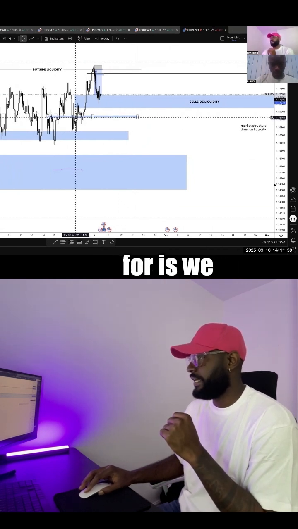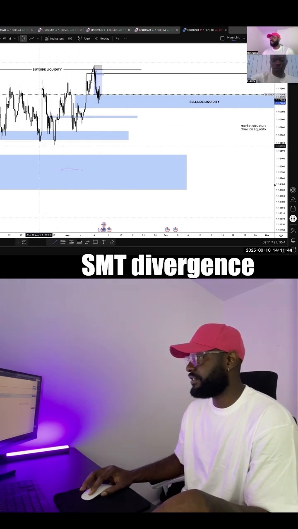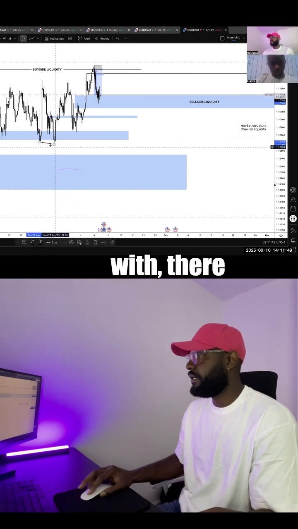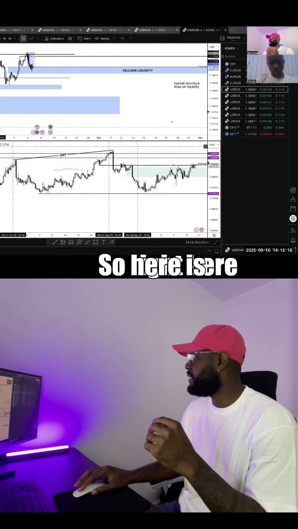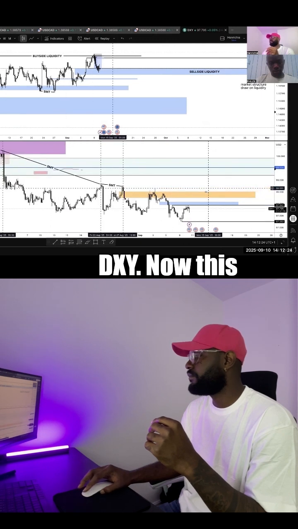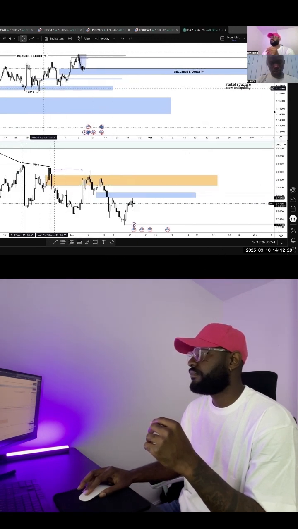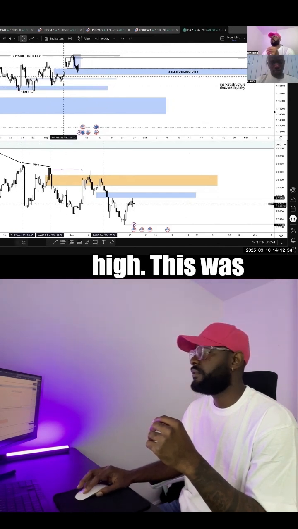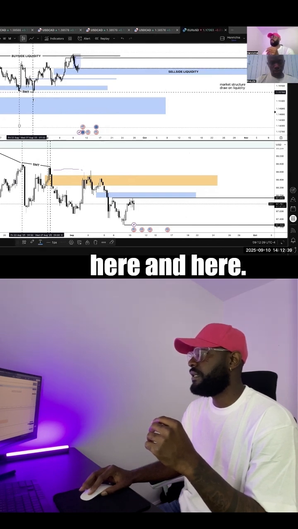Now, what we were looking for is we basically saw a smart money SMT divergence right here. There was an SMT divergence right here with DXY. Right here is DXY. Now, this was the price action. This was the low and the high.